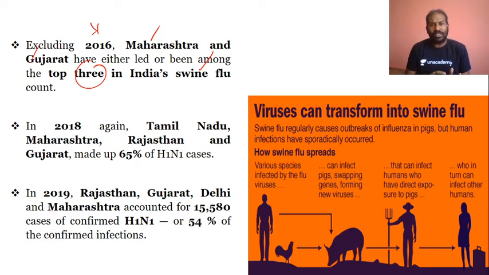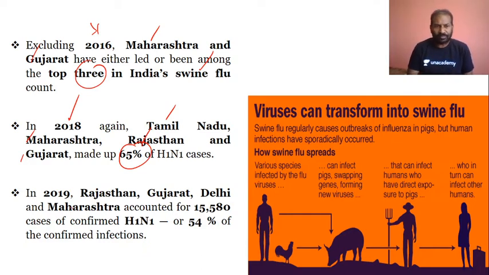Now the 5 states which constitute 70% of the COVID-19 cases. Again in the year 2018, if you look at Tamil Nadu, Maharashtra, Gujarat and Rajasthan, they accounted for 65% of the H1N1 cases. That means if you look at the cases of swine flu in various states and link that with the number of COVID-19 cases, there is a match.